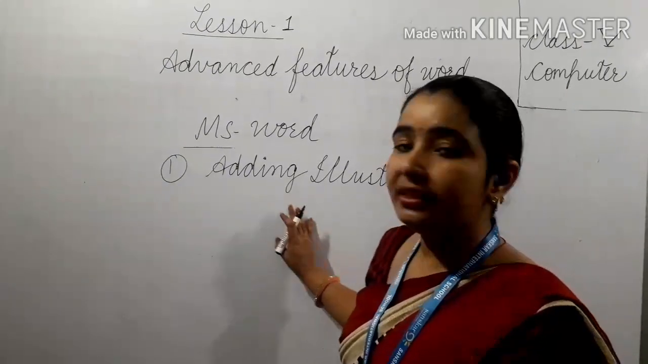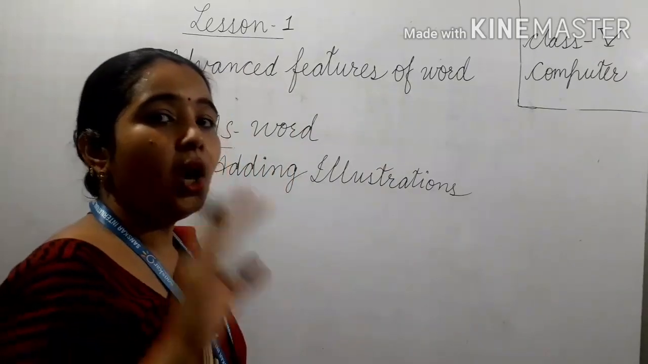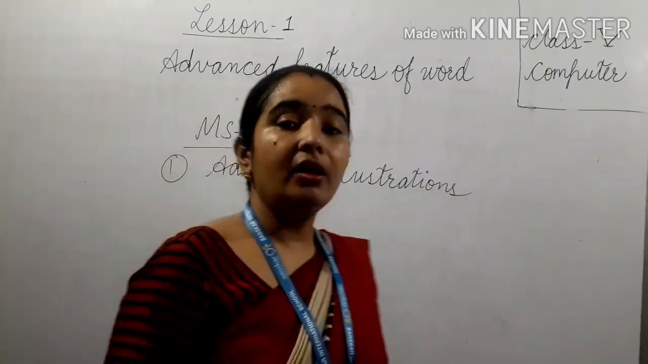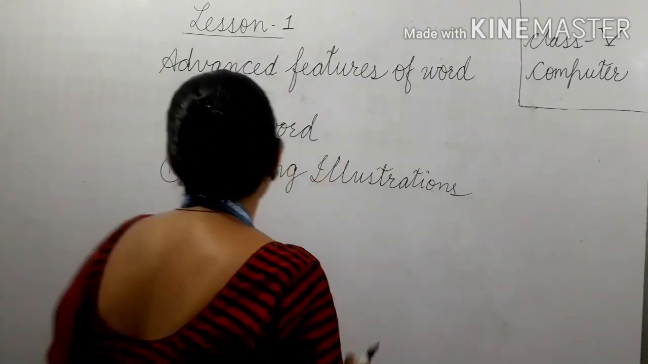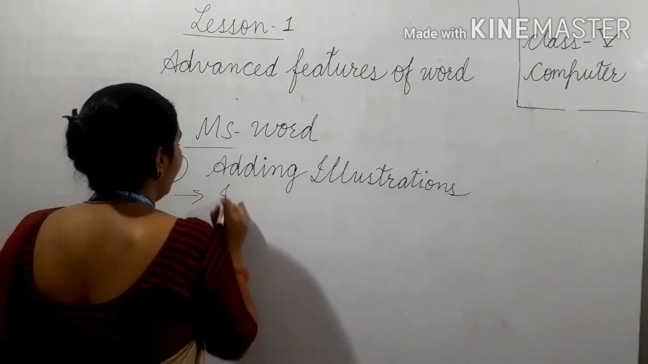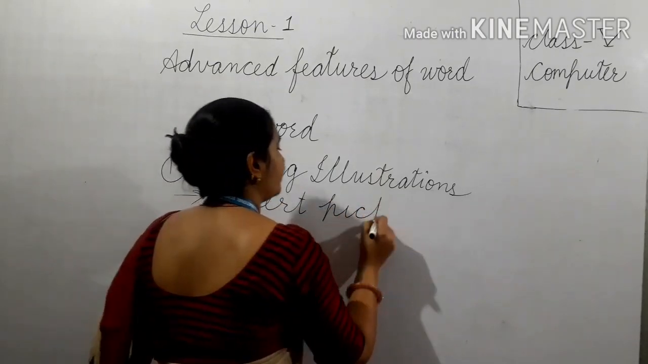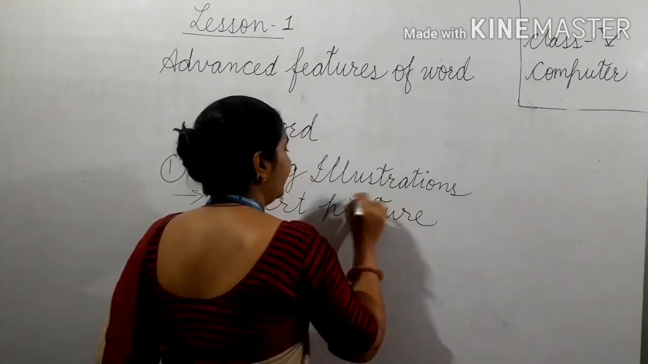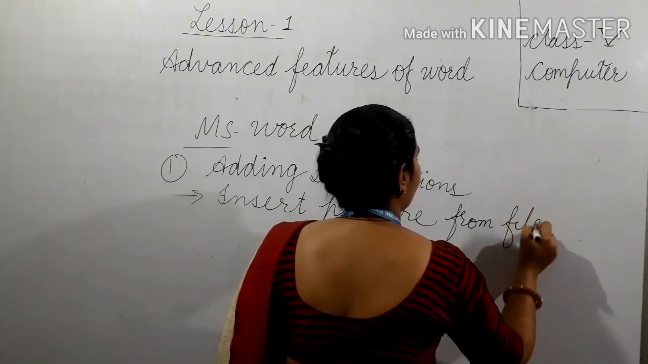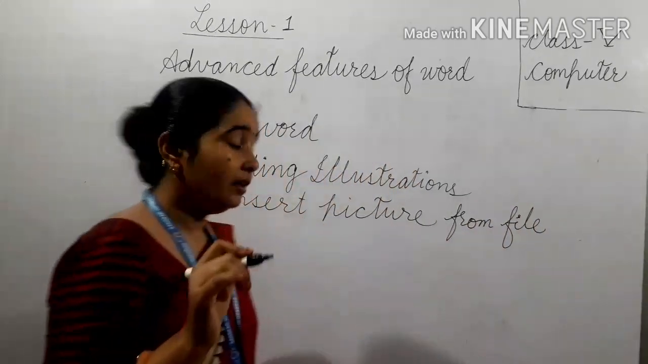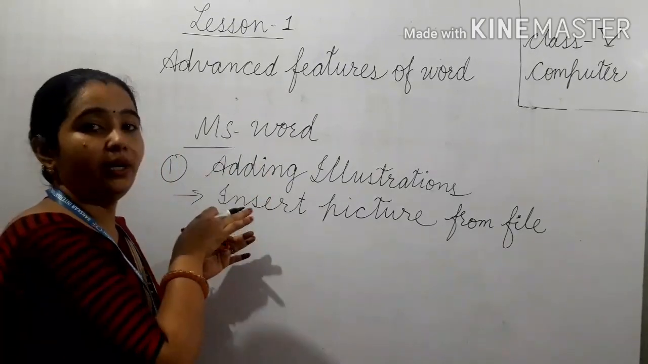In the Insert tab, Illustration group, you get so many different options. Now first of all, we will talk about adding a picture from file. So the first one is insert picture from file.